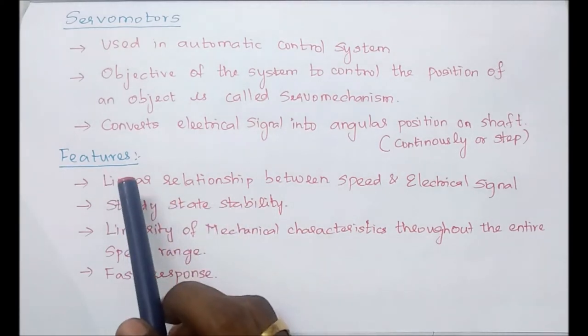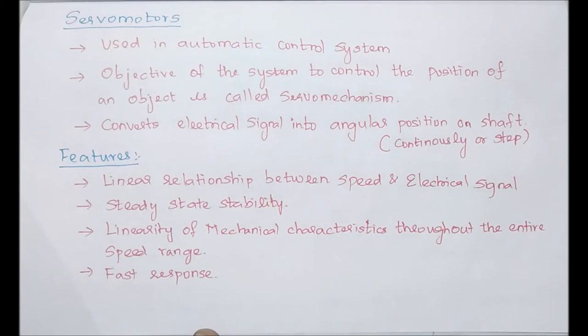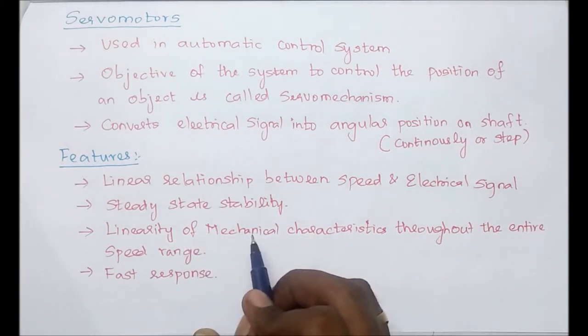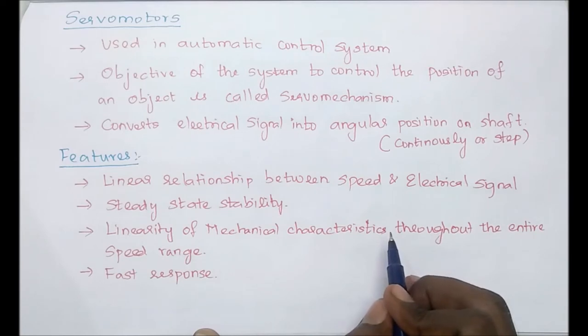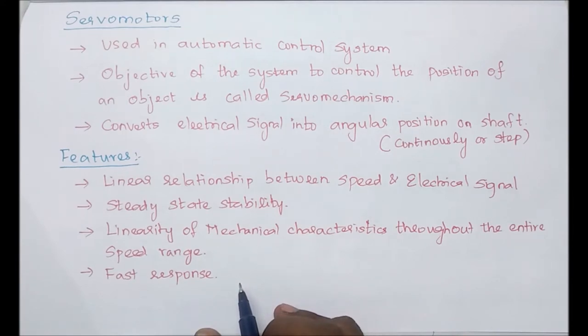The features of servo motor are linear relation between speed and electrical signal, steady state stability, linearity of mechanical characteristics throughout the entire speed range, and fast response. So these are all the important features. It means it gives a linear relationship.